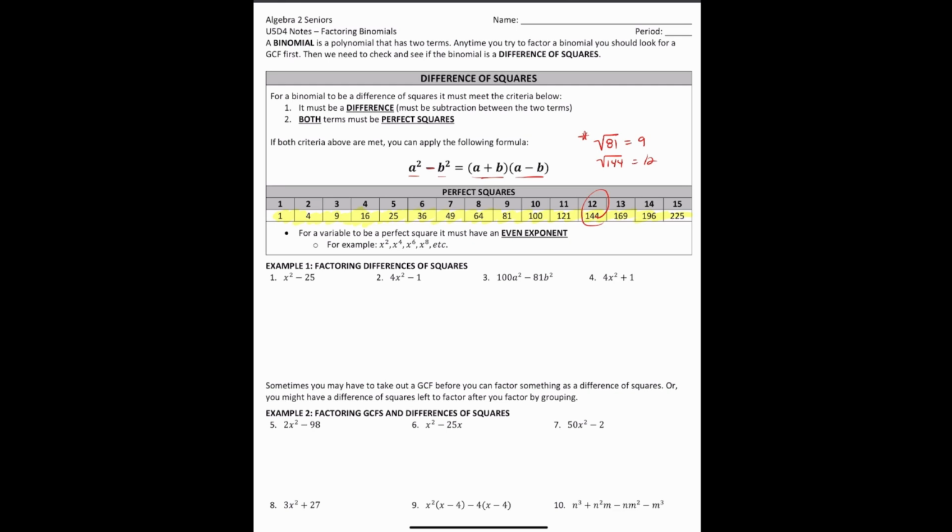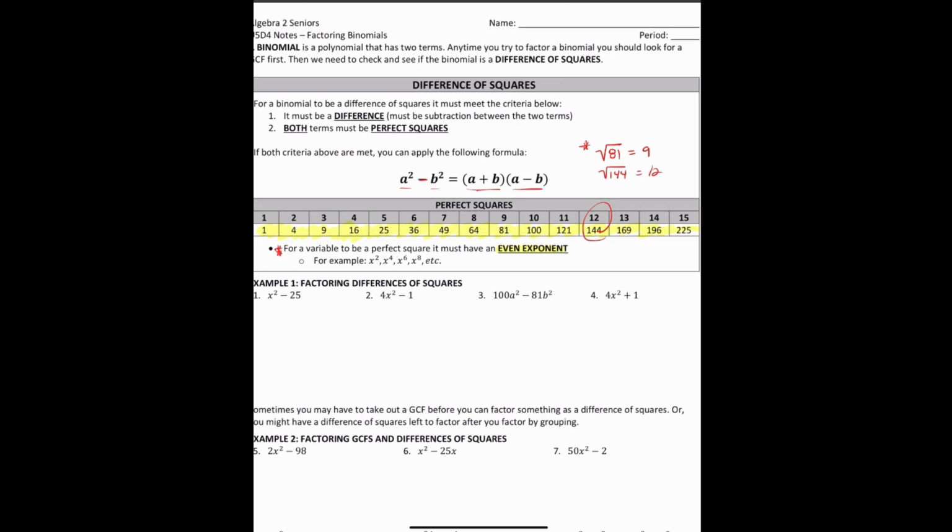For a variable to be a perfect square, it must have an even exponent. So this is also important too. So if we have x to the second, x to the fourth, x to the sixth, x to the eighth, etc., those are examples of perfect squares. Now, if you were to do the inverse, meaning you're taking the square root, if you were to take the square root of x to the second power, you're going to get x to the first power. If you were to take the square root of x to the fourth power, you're going to get x to the second power. If you were to take the square root of x to the sixth, you're going to get x to the third. If you were to take the square root of x to the eighth, that's going to be x to the fourth.